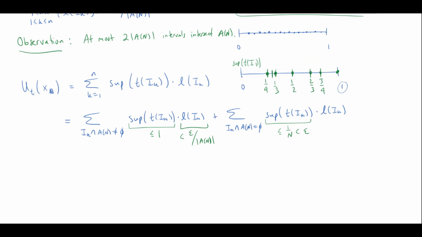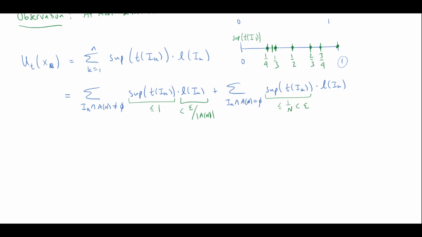I could say something here about this length, but I'm actually just going to leave that alone for a moment. We're going to get back to that in a second. Now, what's happening over here? Well, here I have something less than or equal to 1 times something, epsilon over A_n. Of course, this is non-negative. So when I multiply these, this is going to be less than or equal to epsilon over the number of elements in A_n.